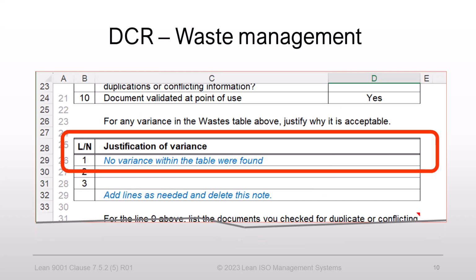After completing the waste table, we may find that, for whatever reason, some categories may not align with the waste filter's requirements. This section in the DCR serves as a justification of why this or that category, otherwise unacceptable, is permissible in this particular document. In our example, there were no deviations from the requirements, which we documented in this section.